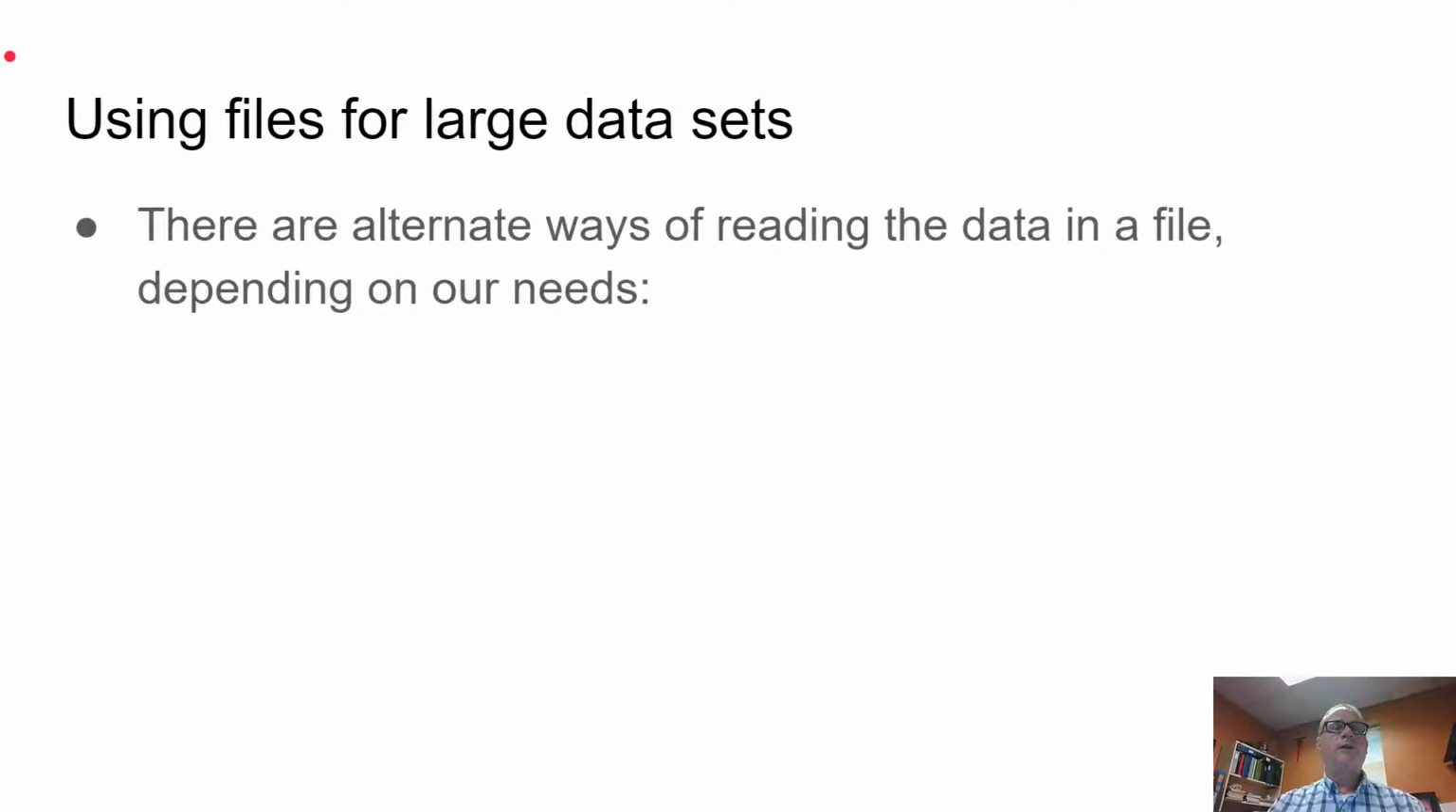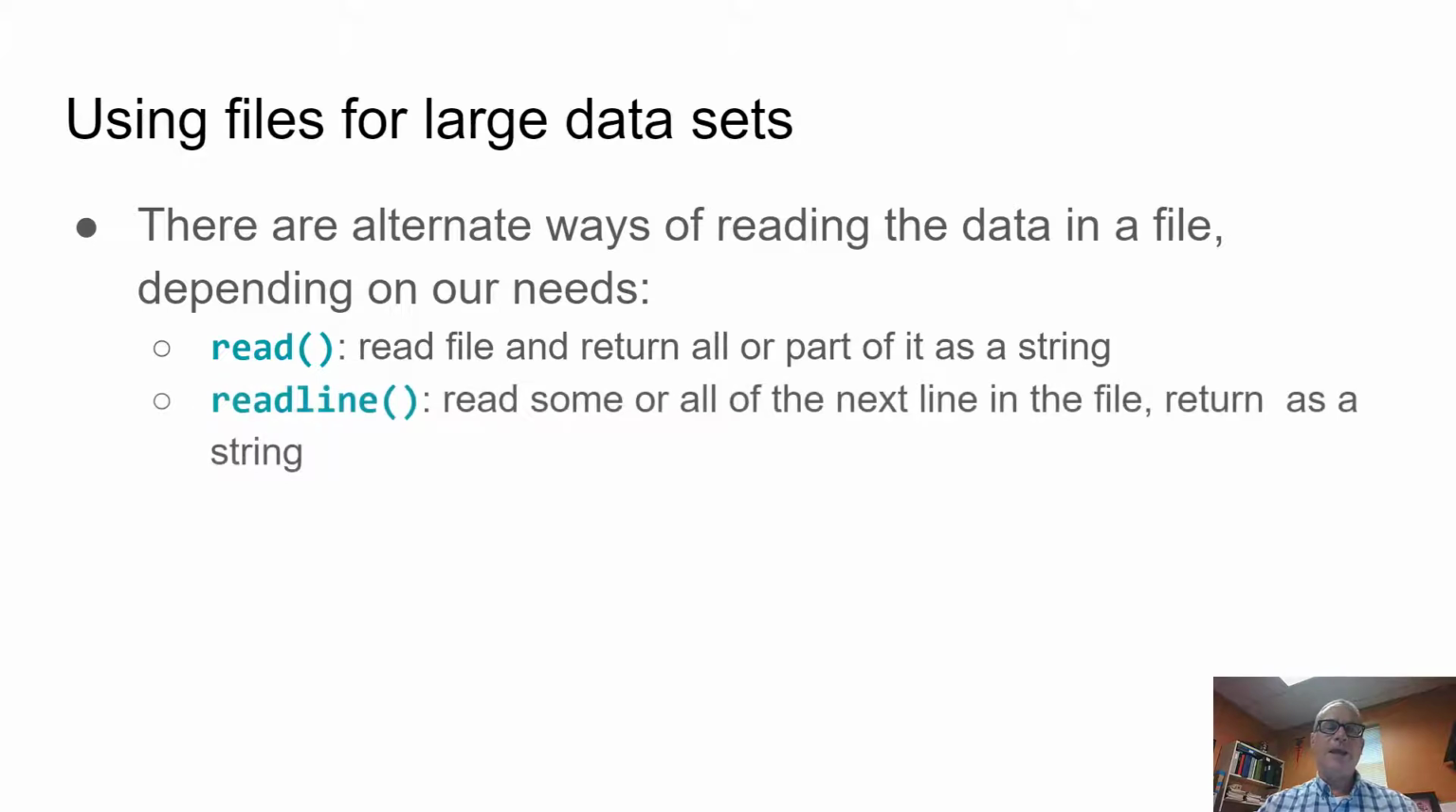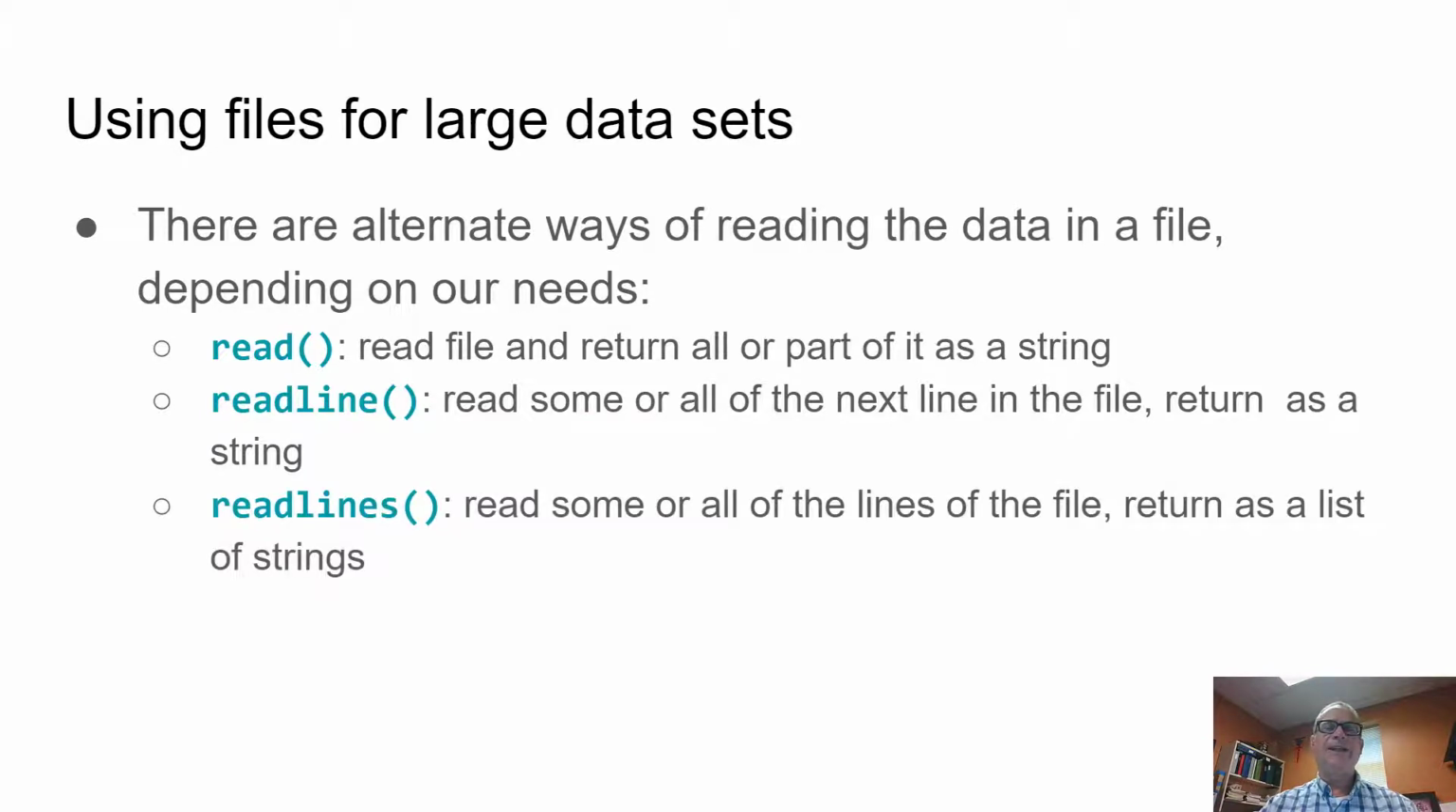There are some alternate ways of reading data in a file too, depending on what we need to do. There's the read function, which will read a file and return all or part of it as a string. So we could read the entire file in one ginormous string if we want to. Readline lets us read some or all of the next line in the file and return it as a string. And readlines, with the s on the end, lets us read some or all of the lines of a file and return that as a list of strings. So which one to use just depends on how you want to process the data, but those are available for us if we need them.